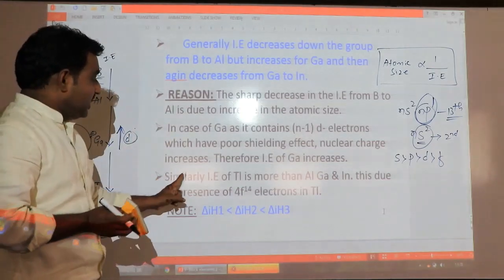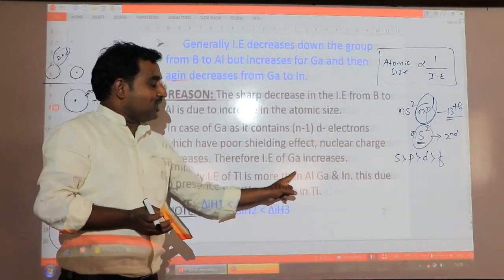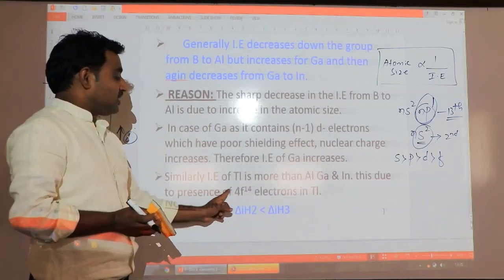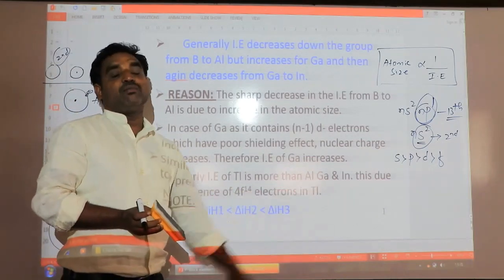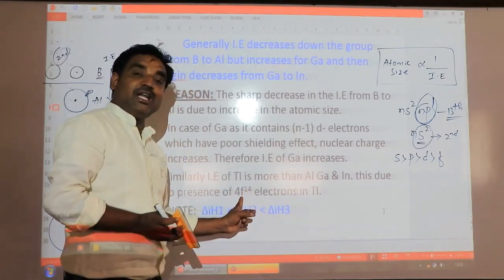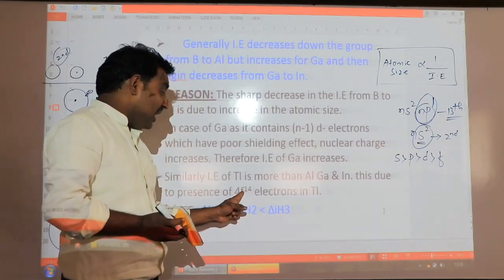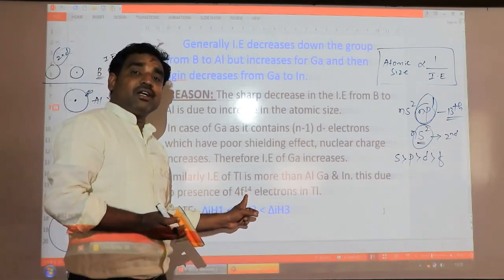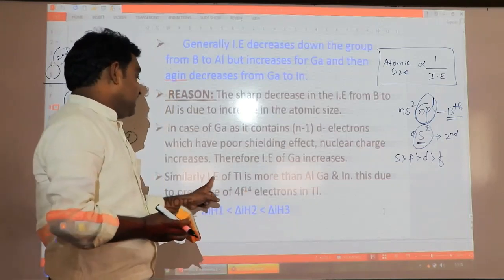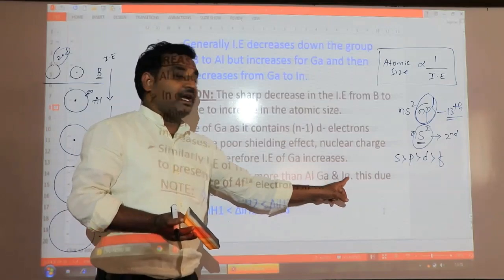Next point, it is similar: the ionization enthalpy of thallium is more than aluminum, gallium and indium. This is due to the presence of 4f electrons in thallium. If you write the electronic configuration of thallium, 4f electrons will be there. In the f orbital we fill electrons. There, 4f electrons have a poor shielding effect. That is also one more important point. The ionization enthalpy of thallium is more than aluminum, gallium and indium.